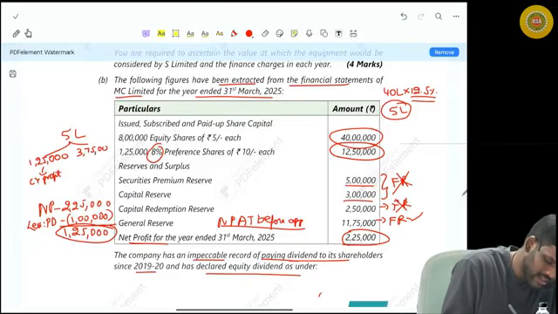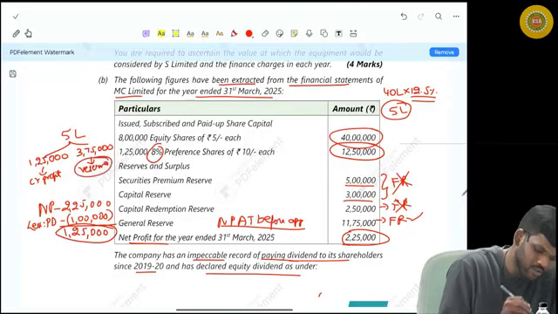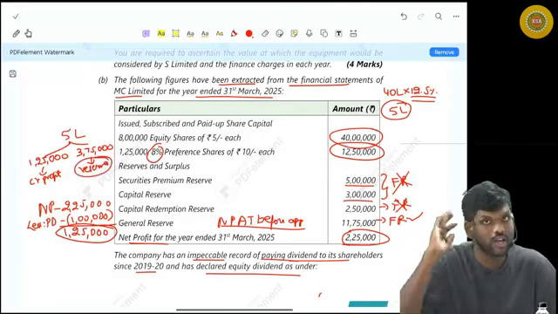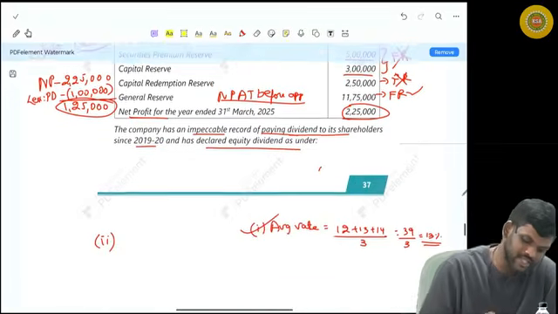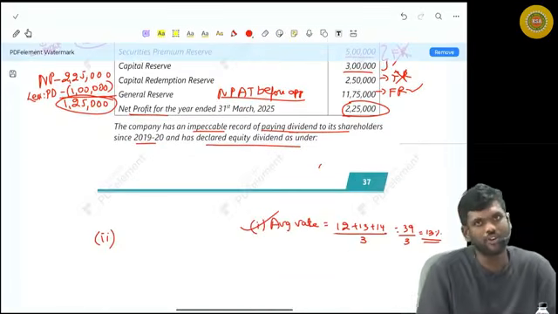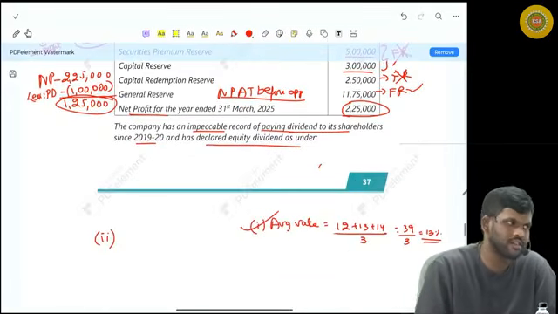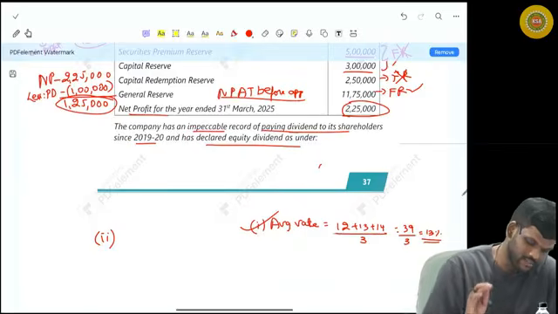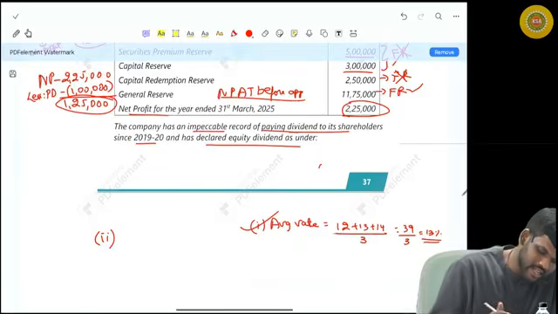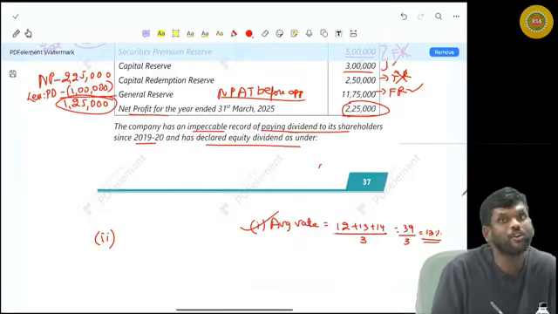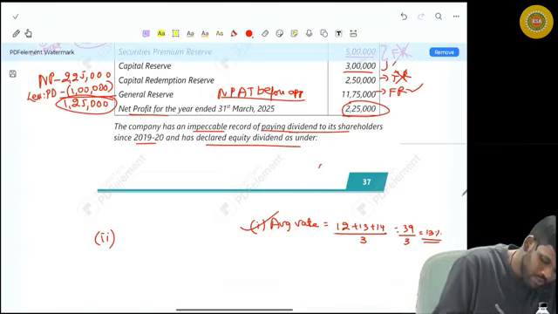Remaining 3,75,000 will be taken out of reserves. Now we only have to see whether it is allowed or not. First condition is satisfied: whatever rate of dividend that you want to give is less than or equal to the average rate of the last 3 years. What is the second condition? The amount that you are withdrawing from reserves should be less than or equal to 10% of paid up capital plus free reserves.